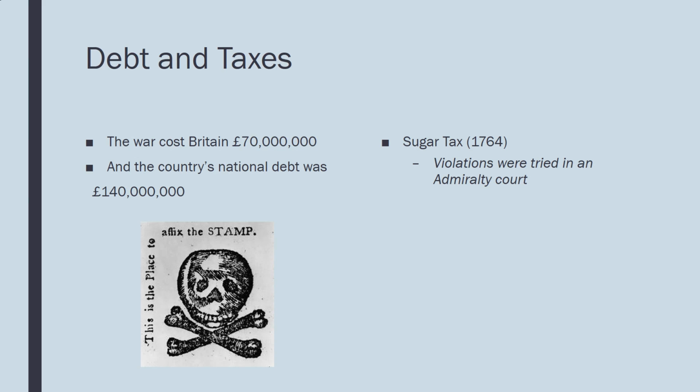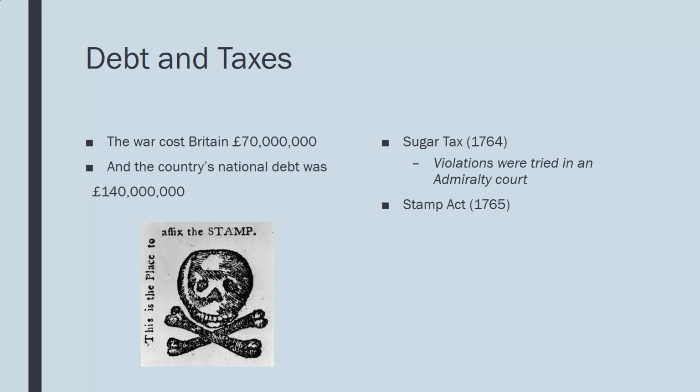This is in 1764. I'm not going to go over all the details on it, but the key thing to remember is that if you're caught violating this, you were tried in an admiralty court. And the big thing here is there's no trial by jury, and that was always considered a British right.